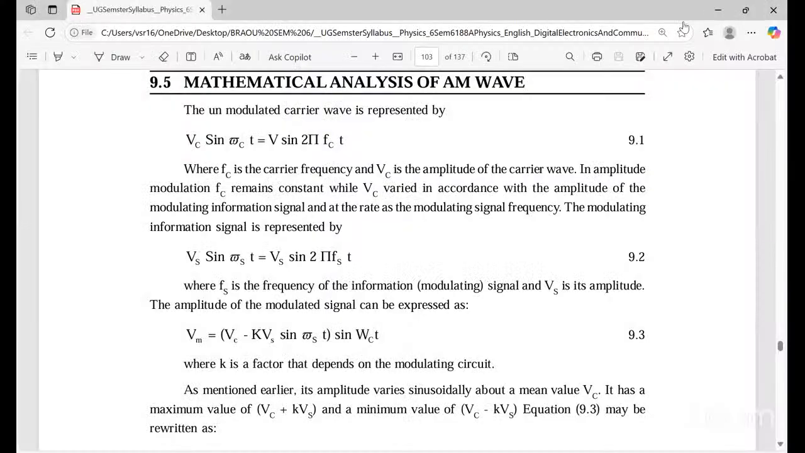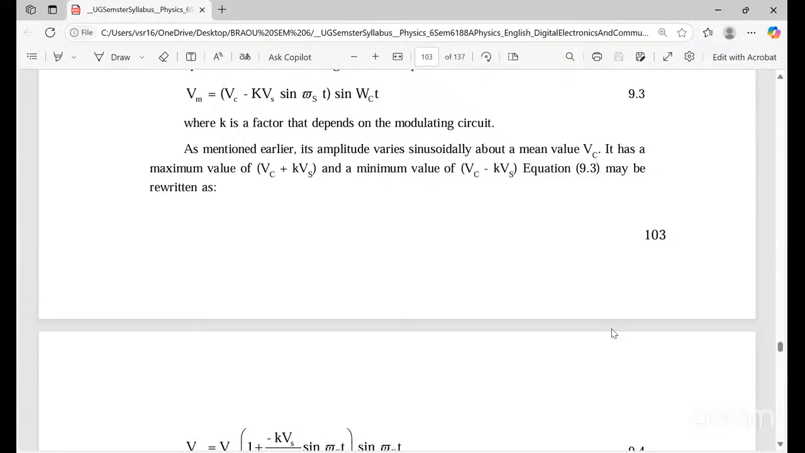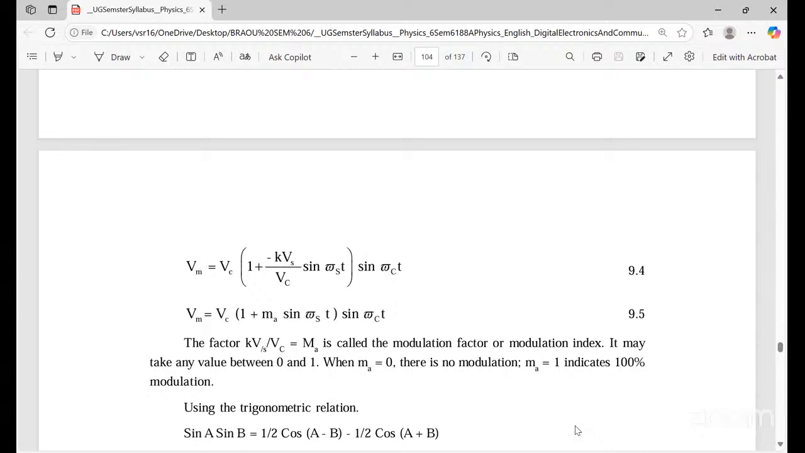And V of omega Ct is also there. This is not WCT, it is omega Ct, where K is a factor which can be dependent upon the modulating circuit. So if it is going to be adding as well as subtracting the amplitude modulation value with the KVS signal, it may be written as the final equation. You can easily observe the case.